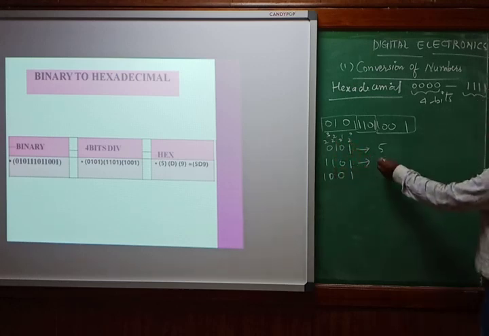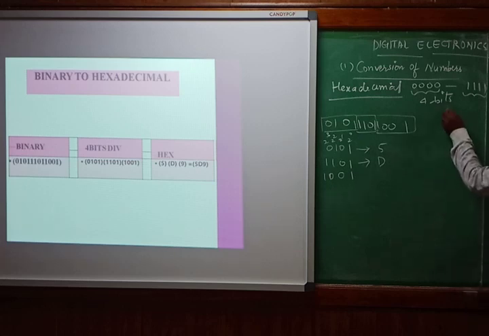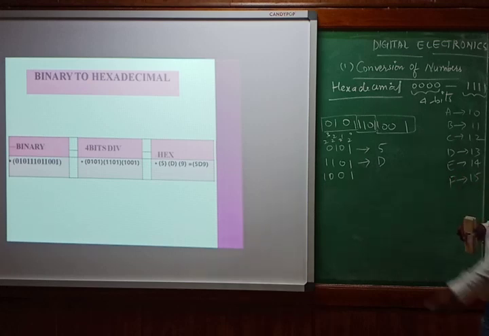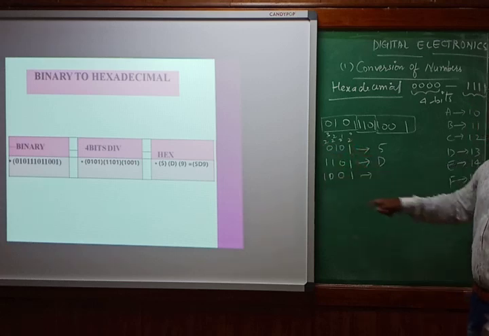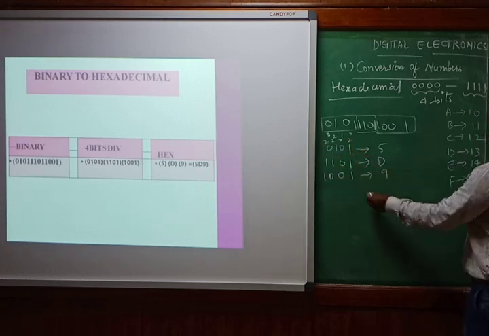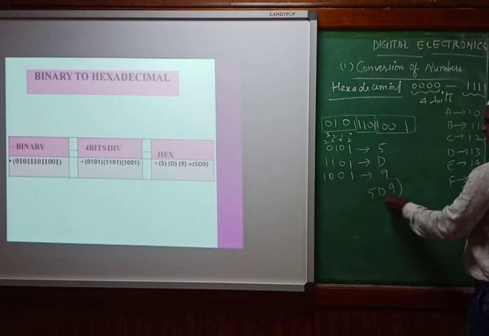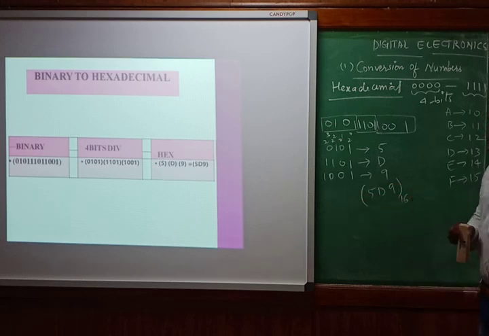13 is nothing but, in hexadecimal, we mention as D. Because A is 10, B is 11, C is 12, D is 13. Like that, E I can mention as 14, F as 15. Like this, I have the next number 8. Since 2 power 3 is 8, 8 plus 1 I can write as 9. So I can write 5D9 in hexadecimal with the base 16.